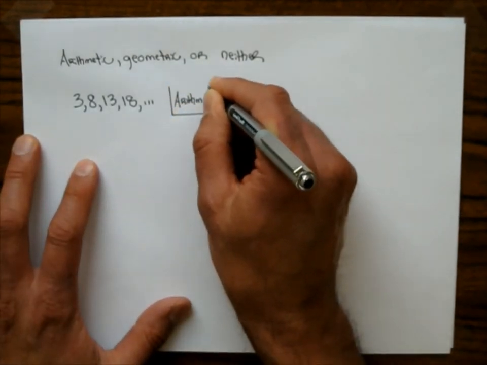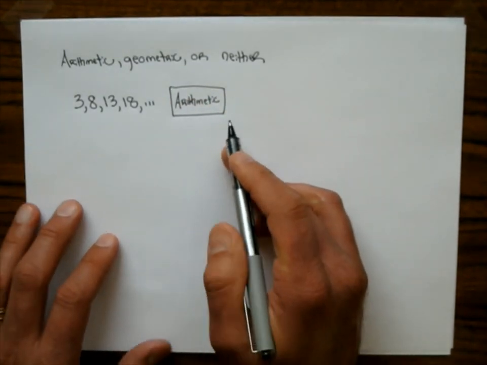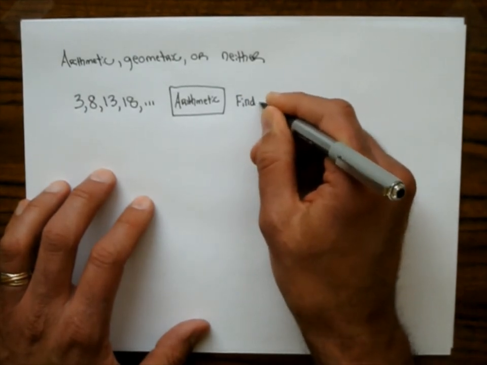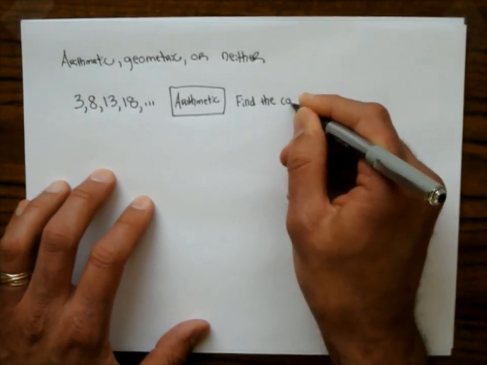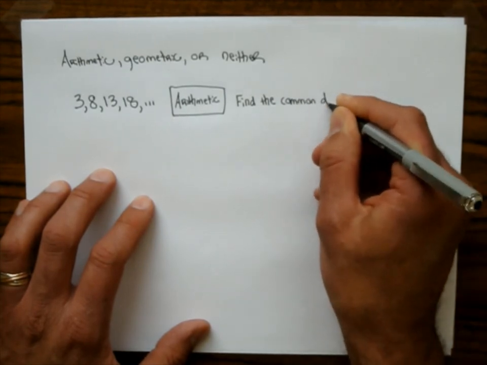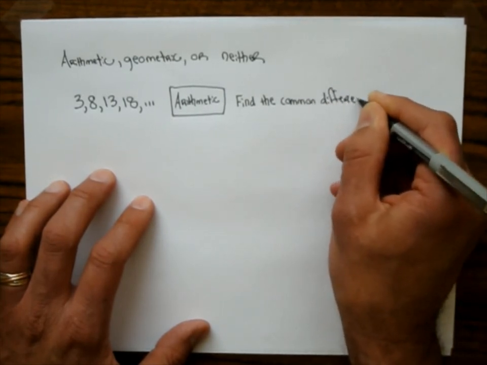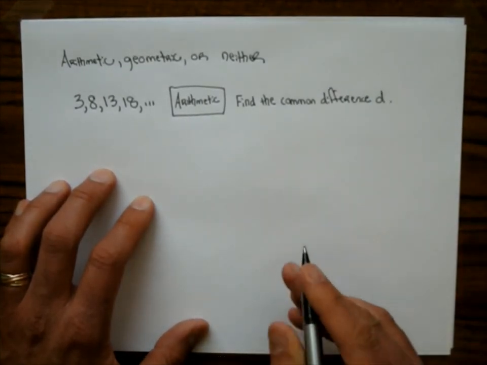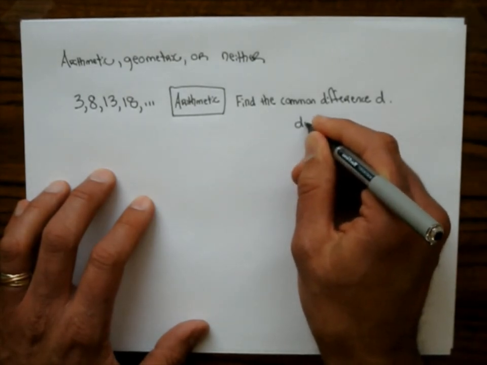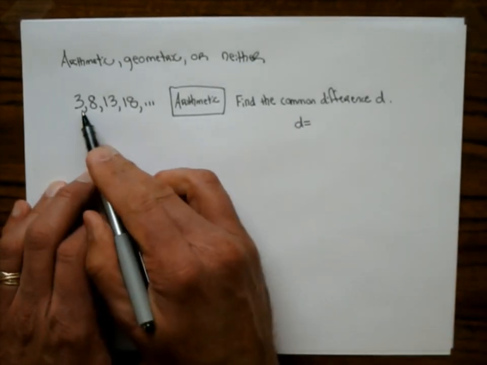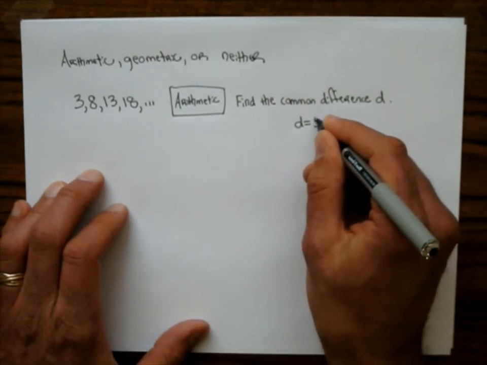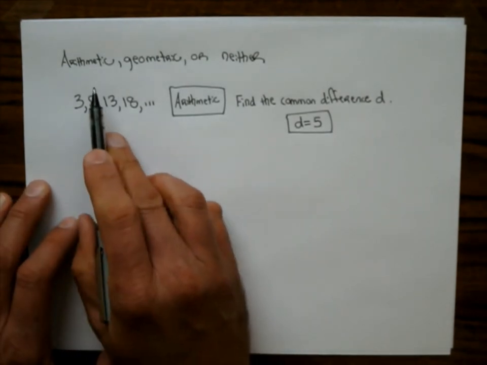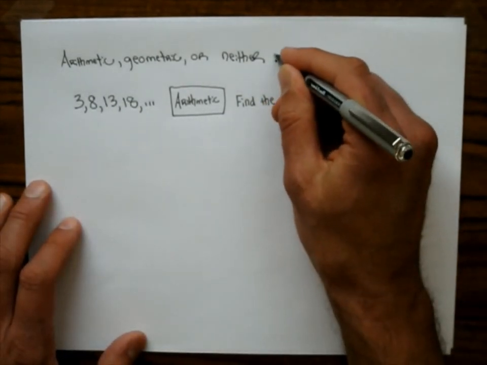Now, in the homework it said if it is arithmetic, then find the common difference, which they label as D. This is a follow-up question. Okay, so find the common difference. Well, the common difference is what you're adding to get to the next one each time, and it's always got to be the same number, and this common difference is 5. Okay. So we have this right here. This should have been a question right here.